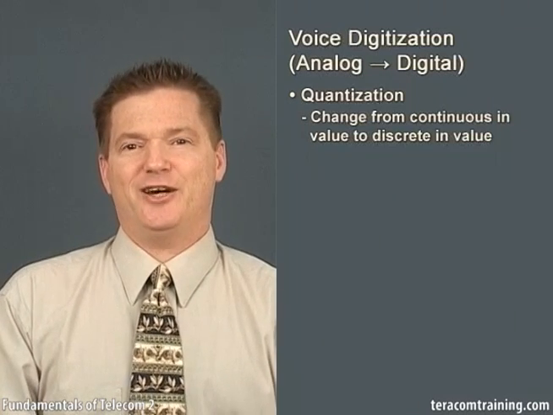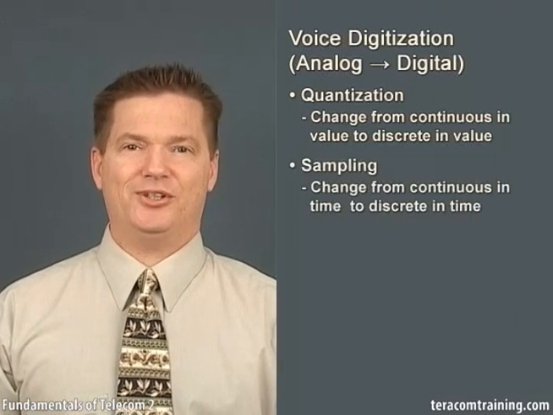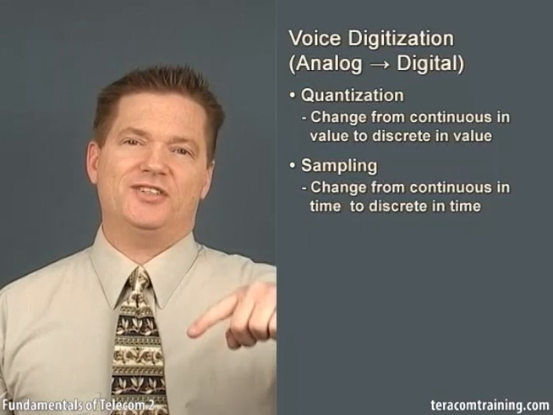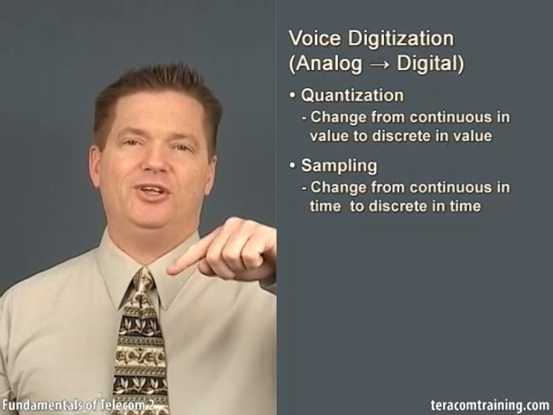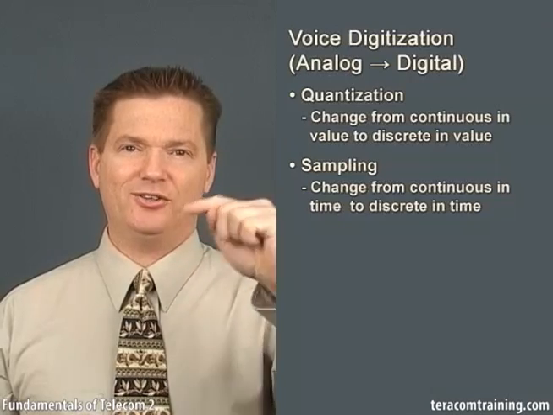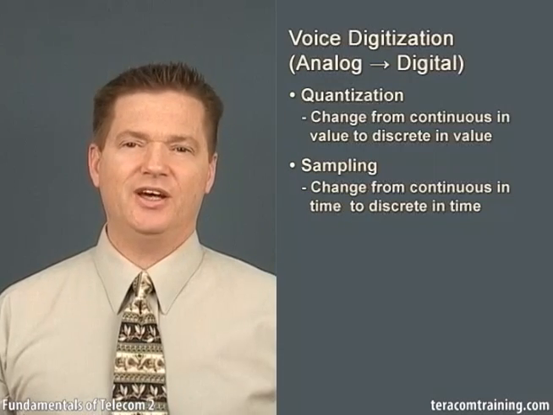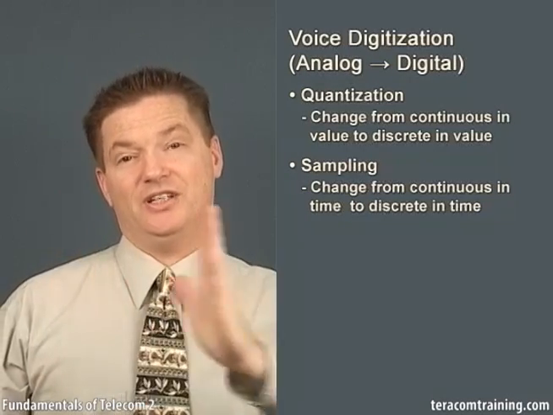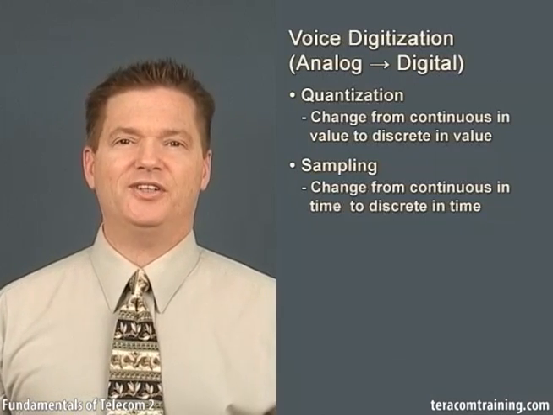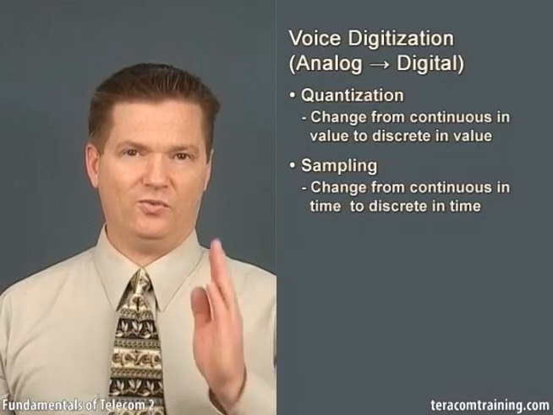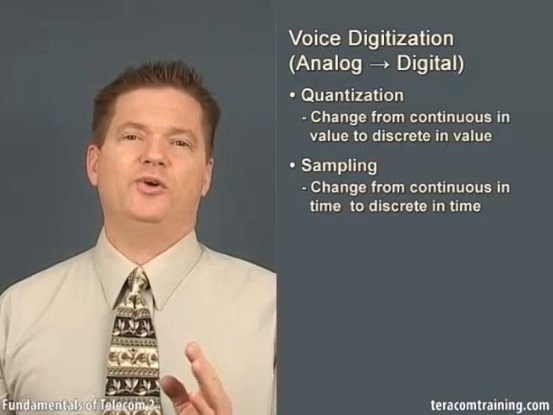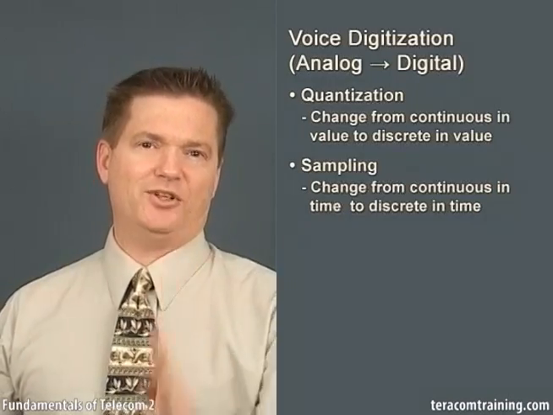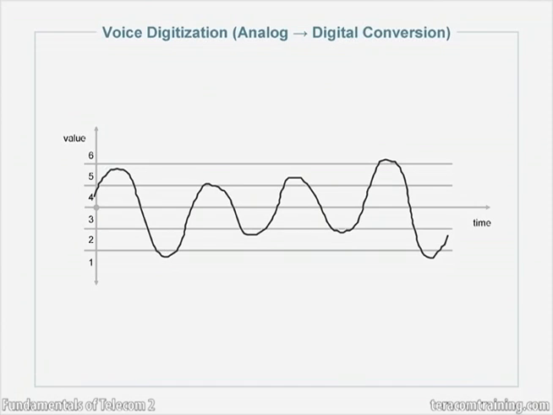The second step on this chart is sampling. Quantization changes the signal from being continuous in value to being discrete in value. Sampling is the same thing but in time. And the way that this works is like a clock on a regular timed basis. We look at the signal and take a sample of its value. So at the first sampling time, we look and we see that the signal is sitting right here, which is within level 5, so we write down a 5.